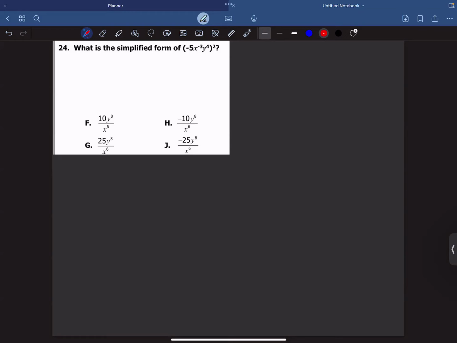What is a simplified form of -5 x to the negative third y to the fourth, all of that squared? Our exponent rules are simple. Anytime we are squaring, obviously we square the coefficient, but then we simply multiply exponents. So what's happening here is -5 squared, x to the -3 times 2, and y to the 4 times 2. So this becomes 25, x to the -6th, and y to the 8th.